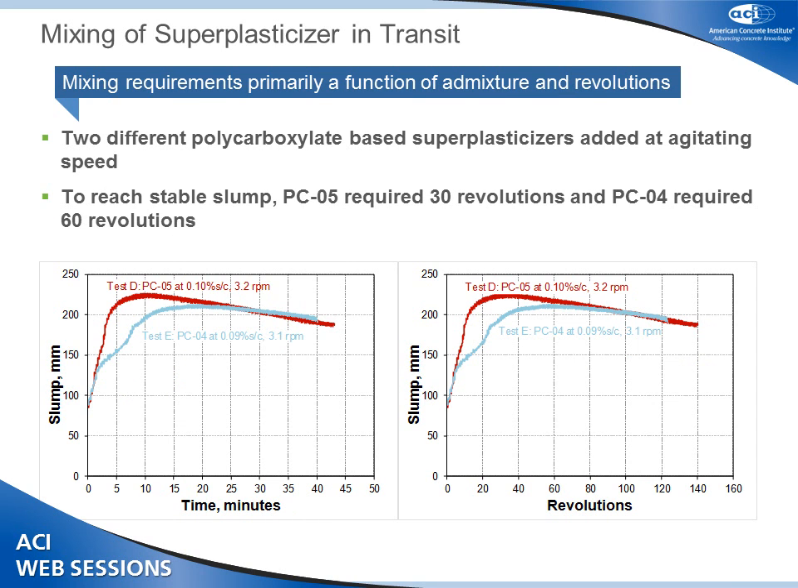And then here's a graph showing different admixtures. You can see that with two different polycarboxylate admixtures, one required about 30 revolutions, the other 60 to be fully mixed. So again, it's revolutions, it's the admixture, it's the mix design that really determine how much mixing is required. So you can look for your admixture and your materials, and you're going to need a certain number of revolutions.